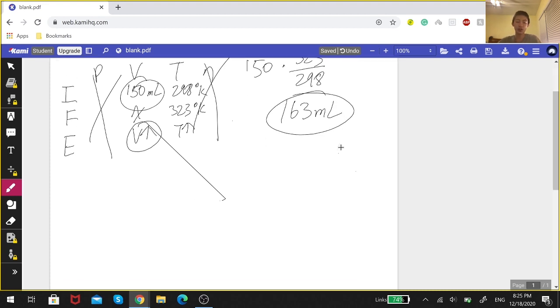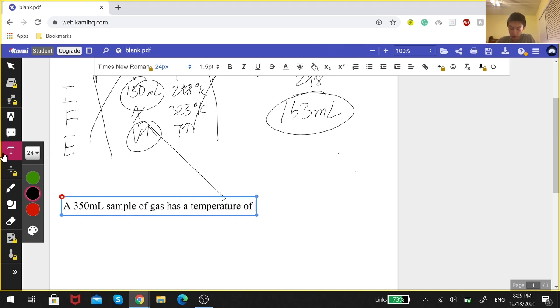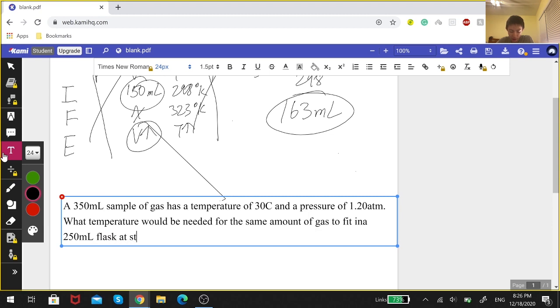Now let's look at a more challenging example. All right, we have a 350 ml sample of gas at a temperature of 30 degrees Celsius and a pressure of 1.20 atmospheres. What temperature would be needed for the same amount of gas to fit in a 250 milliliter flask at standard pressure?